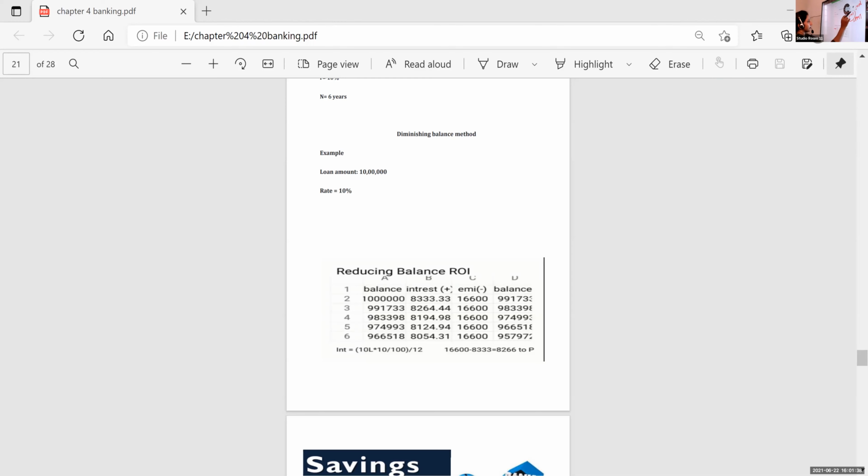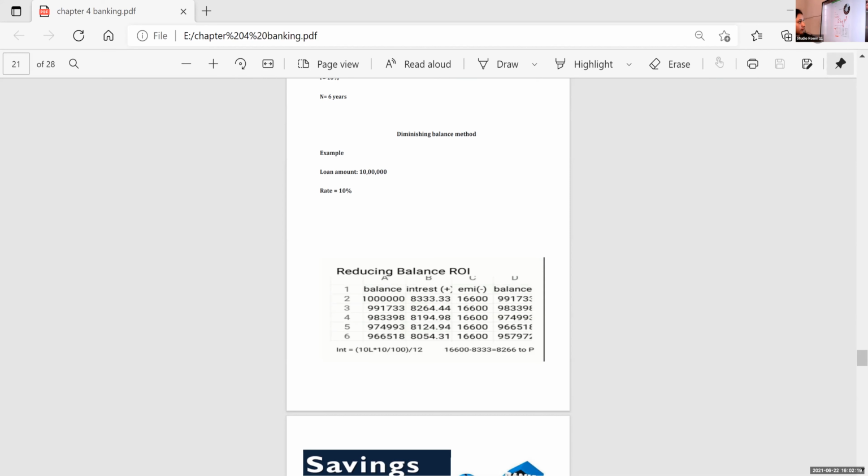This EMI includes the interest portion as well as the principal amount. A portion of this 16,600 goes to the interest part and a portion goes to the principal amount. How to calculate interest? Interest is calculated using this formula: 10 lakhs into 10 by 100, where 10 by 100 means the rate, into 1 by 12.